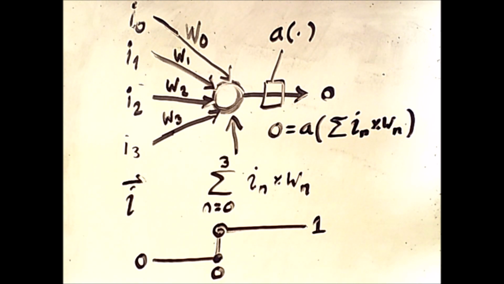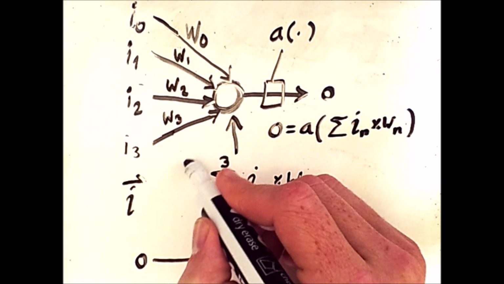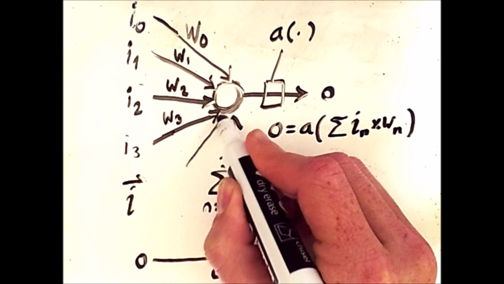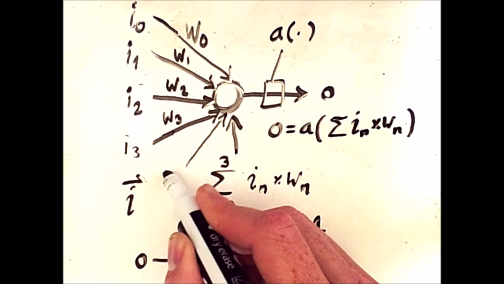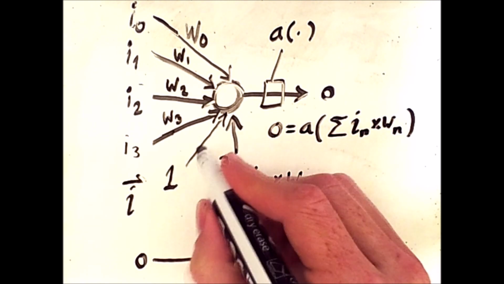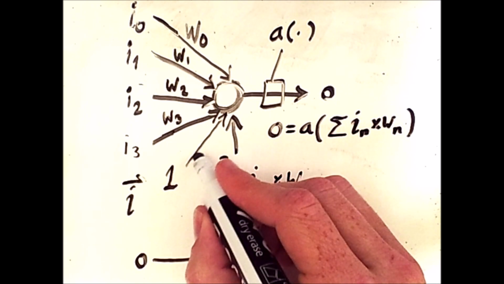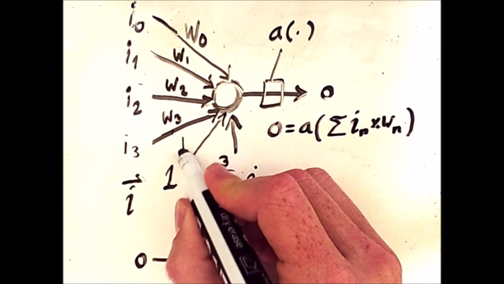Now we have one more additional thing to consider here that is currently missing from this model, and that is something called a bias. So we typically have an extra input or sort of simulated input to every neuron, which has a constant value of 1, and the weight on this link is a special weight known as a bias.